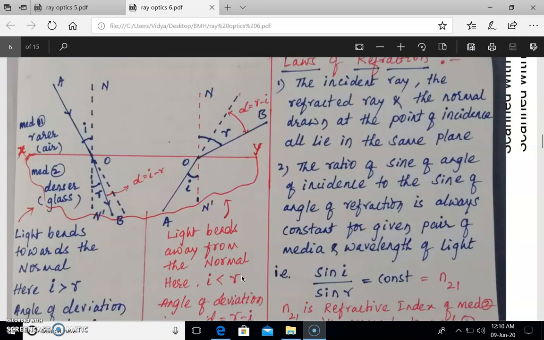Whenever the refraction of light takes place, it takes place according to the two laws of refraction. The first law is: the incident ray AO, the refracted ray OB, and the normal drawn at the point of incidence, NO N dash, all lie in the same plane. If the interface is in the horizontal plane, then the incident ray, normal, and refracted ray all lie in the vertical plane. That is the first law of refraction.